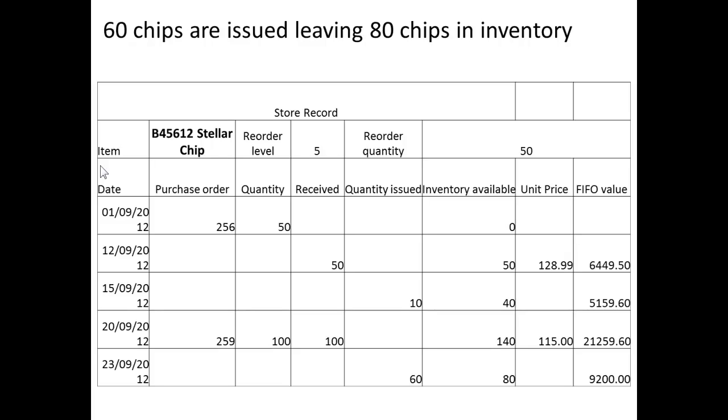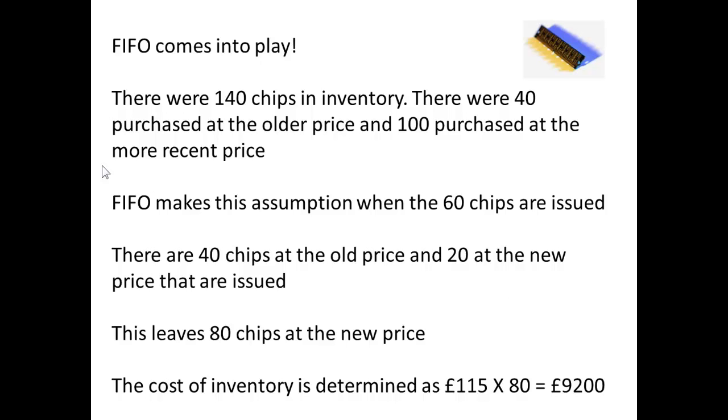Now, when 60 chips are issued, that only leaves 80 in inventory. And we work out that the 80 chips are worth 9,200. How did I get that figure? Well, FIFO comes into play. We had 140 chips in inventory, and there were 40 purchased at the older price and 100 at the more recent price. So, when the chips are issued, we assume that the 60 chips that are issued are the 40 at the old price and 20 at the new price, which leaves us just the 80 chips at the new price. So the cost of inventory is 115 times 80, which is the 9,200 that we came to.